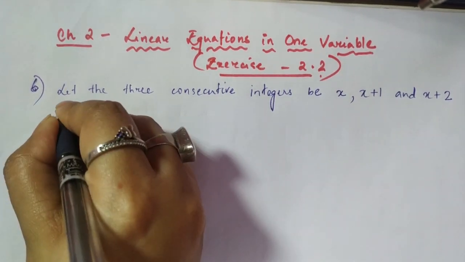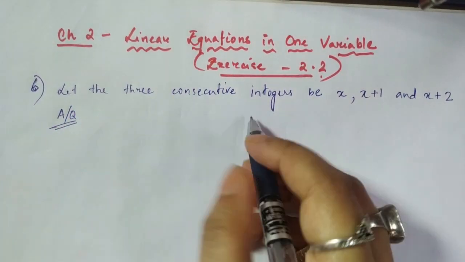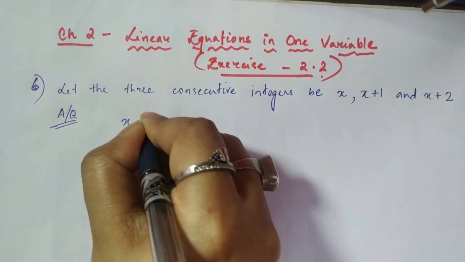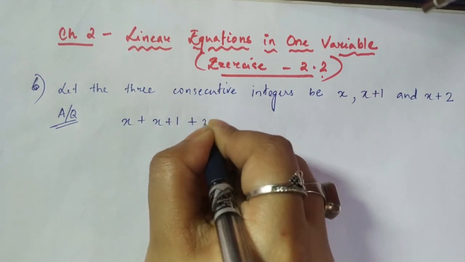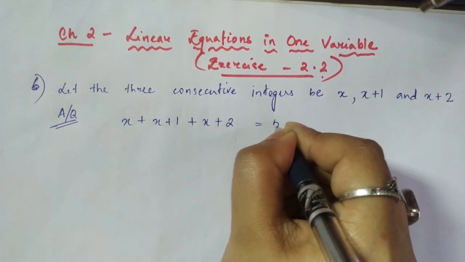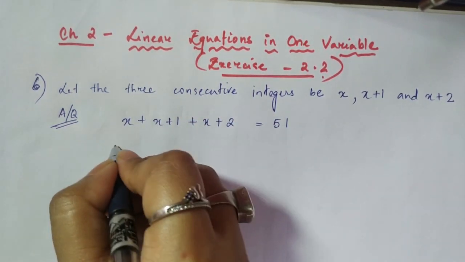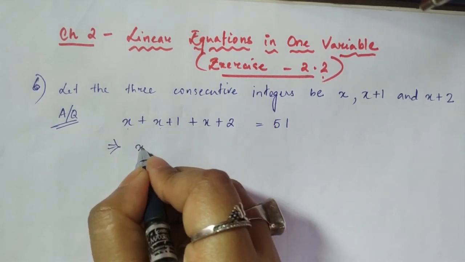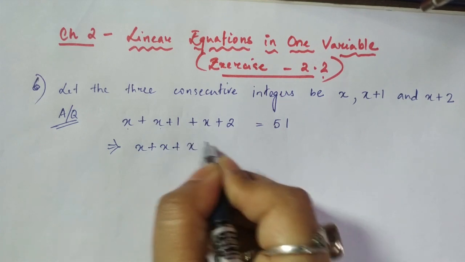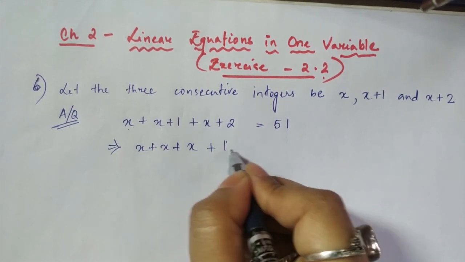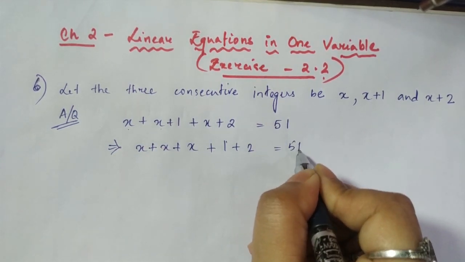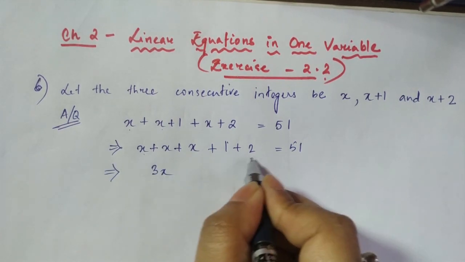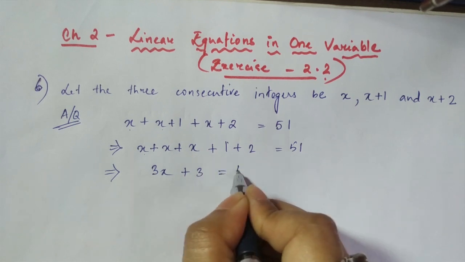So what will be my equation? According to the question, it is given that they add up to 51. So x plus x plus 1 plus x plus 2 gives me 51. So you can see this is my equation. Now I'll put all the like terms together, this and this. Then x plus x plus x, 3x, and 1 plus 2, 3, equals 51.